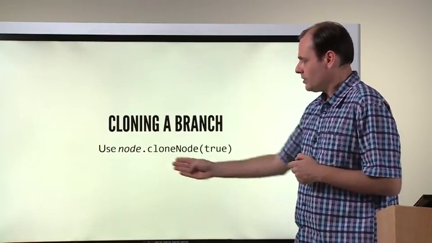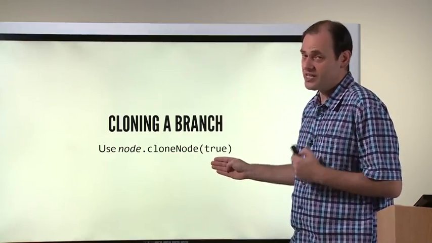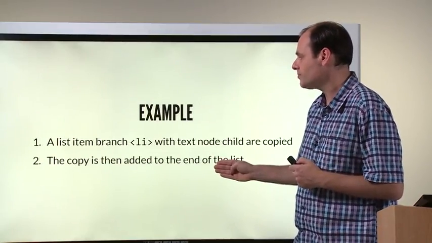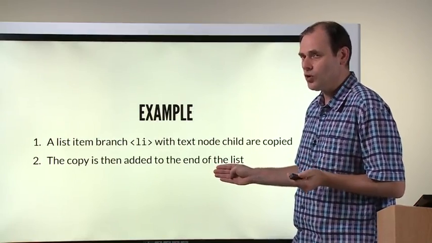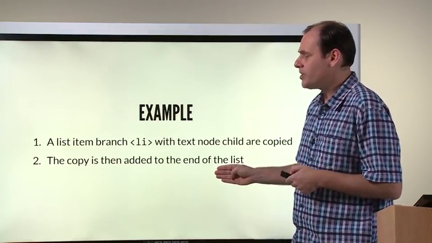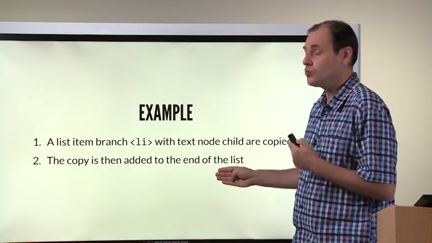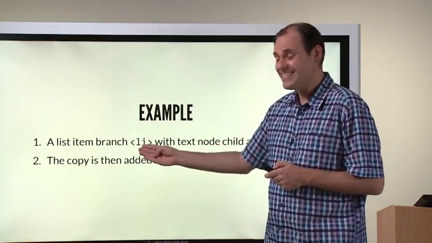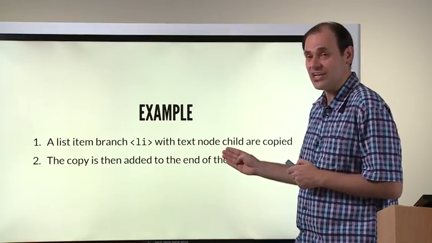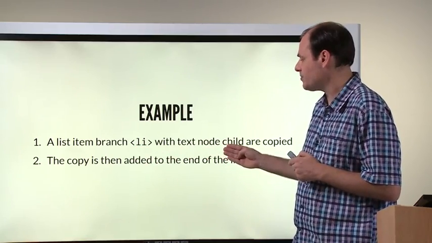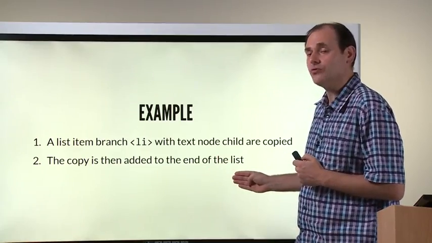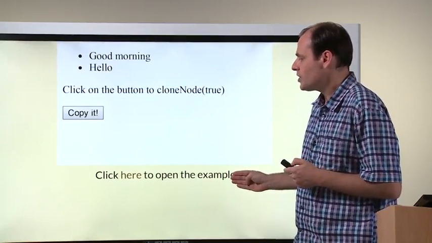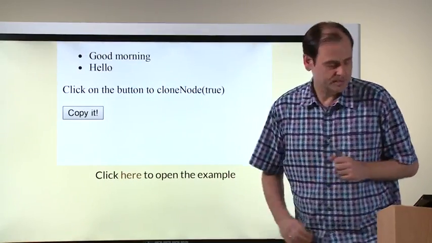So clone node true, much better. Copy the entire branch, much more common. So let's do the same code basically. But this time we copy the branch. We do clone node true. So it copies the list item together with the text node underneath the list item. And then we add it at the end of the list. That's what we want to do. So let's run the example.